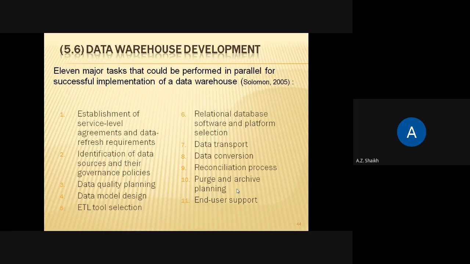Now, after that, you need to do data quality planning. That is, you are collecting the data, but you need quality data. It is not that we take data from any sources and just put whatever we get into the data warehouse. No, we want quality data. You should plan to collect quality data, and identify the different sources by considering the governance policies. Then you decide the data model design, which model we have to use for data modeling.